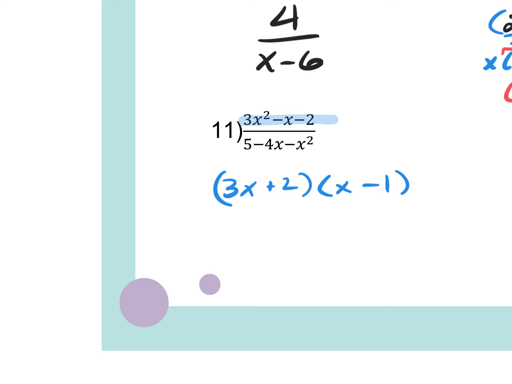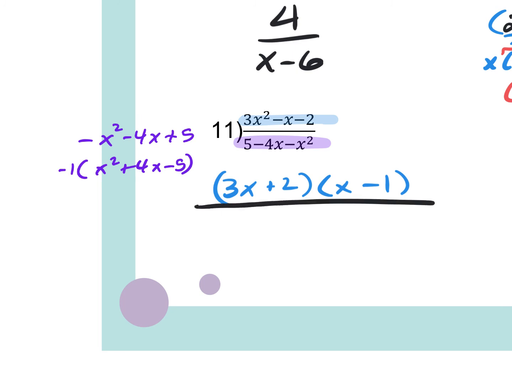Now, for the denominator, let's go ahead and instead of factoring it the way that it is, let's rearrange it into standard form, just to show you can do this as well. And then factor out a -1. So then this becomes x squared plus 4x minus 5. So now when I factor it, I have the -1 out front, and then the factors of -5 that will give me +4 are going to be x plus 5 and x minus 1.